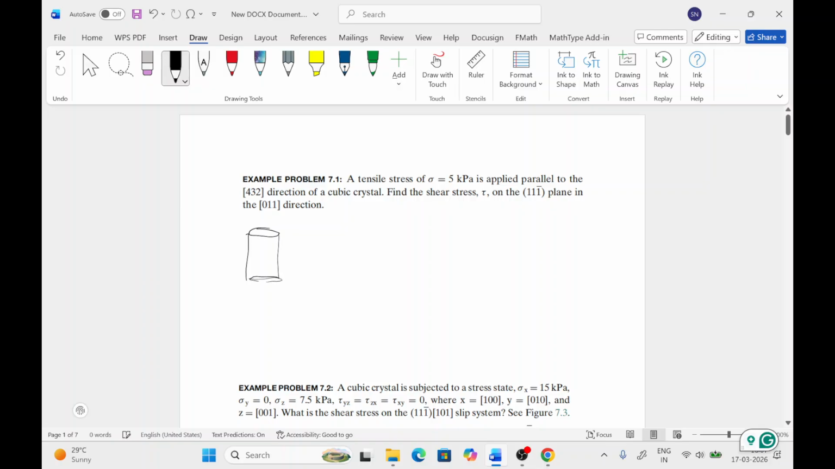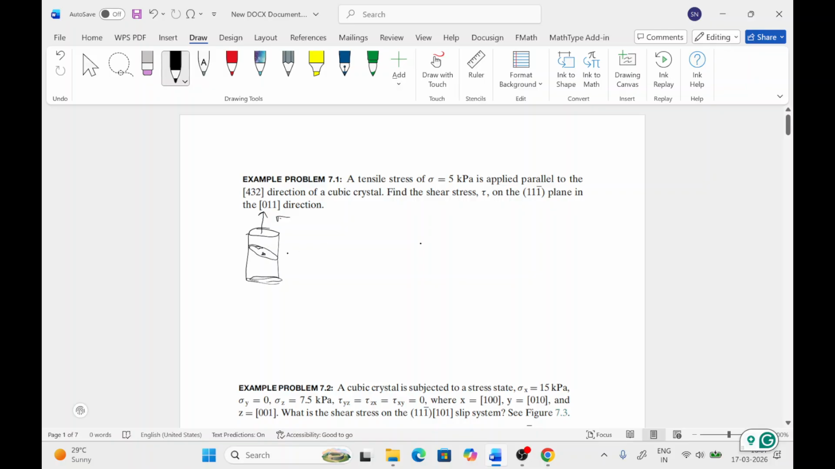So this is a cylindrical crystal, and we are applying a tensile stress in this direction, sigma. On this crystal there is some specific plane in which deformation will start first. So for that plane, we calculate the resolved shear stress to find the required shear stress for the deformation.